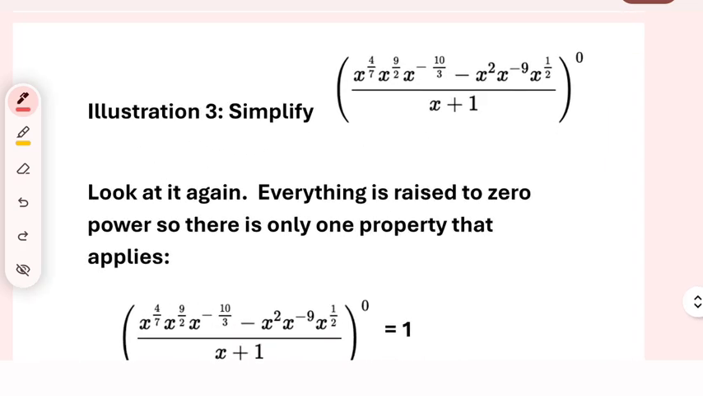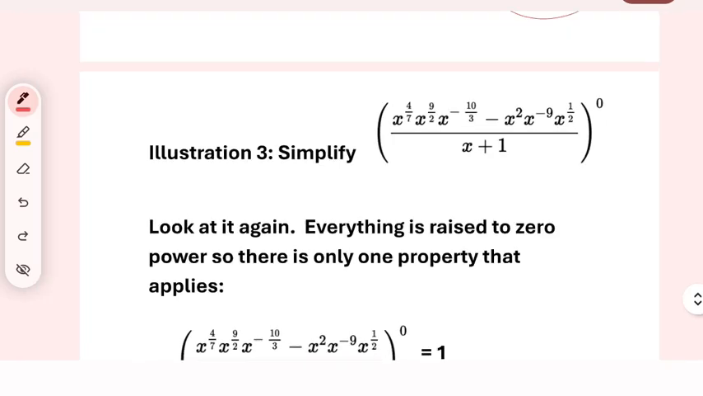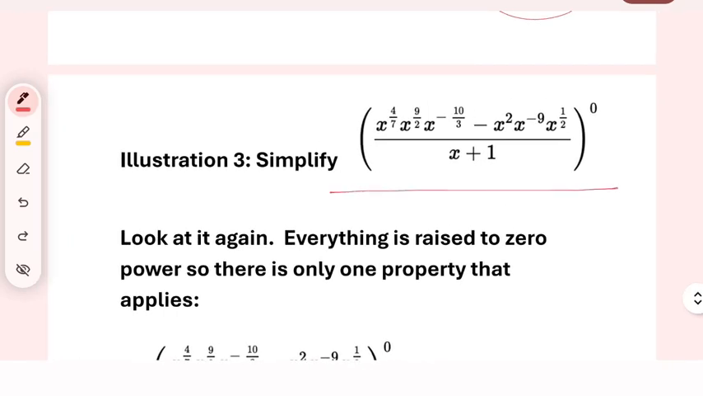All right, this is now illustration number 3. How do we simplify this? Everything is raised to the power of 0. All right, what do you think? Okay, I'll give you a few seconds. What do you think is the answer? Let me count from 1 to 5. 1, 2, 3, 4, 5.